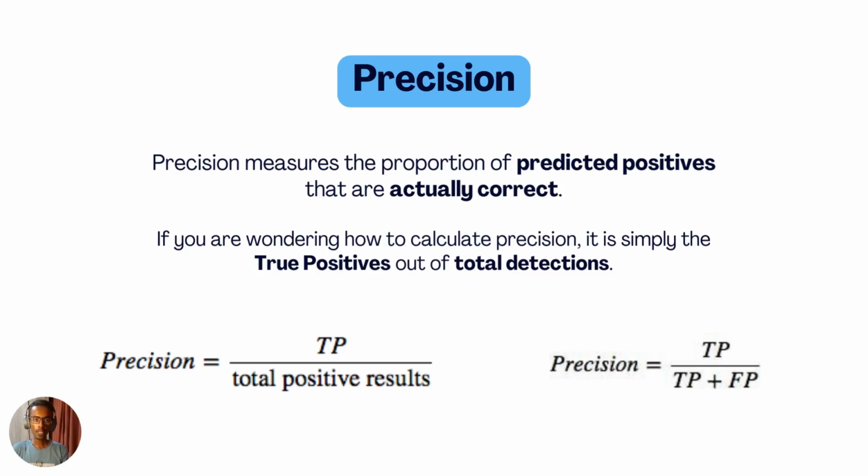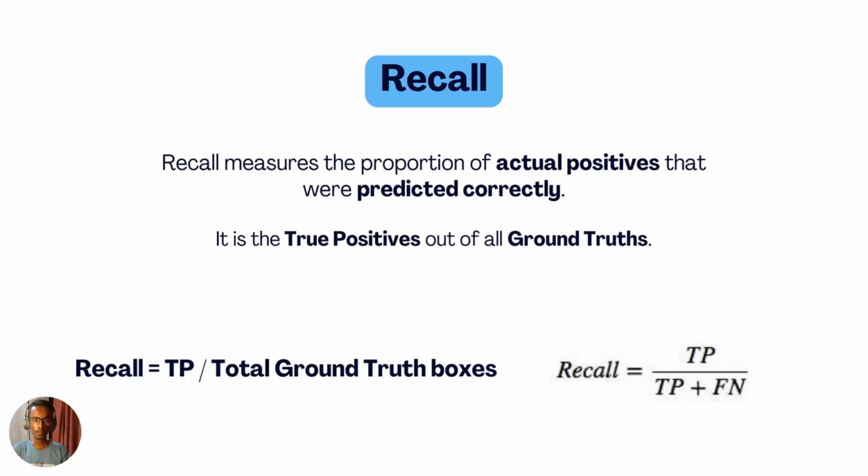If you're wondering how to calculate precision, it's simply the ratio between the true positives and the number of total detections from our model. Some of the predictions might have an IOU greater than 0.5, and some of them may not. So we sum all of the predictions and use that as the denominator in order to compute the precision.